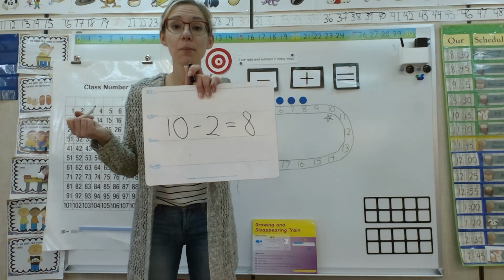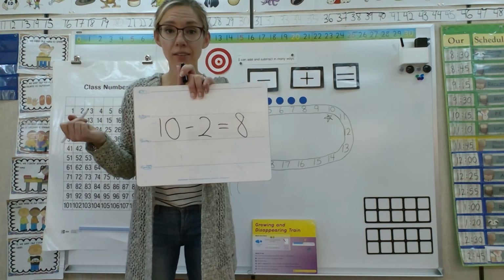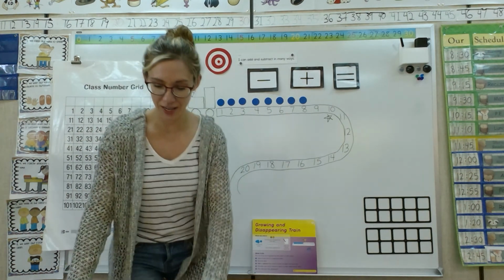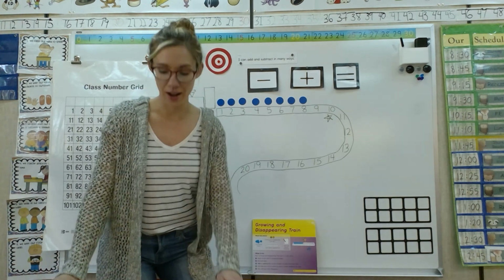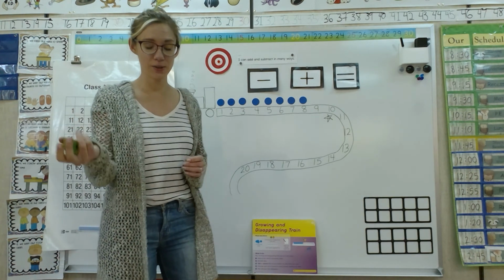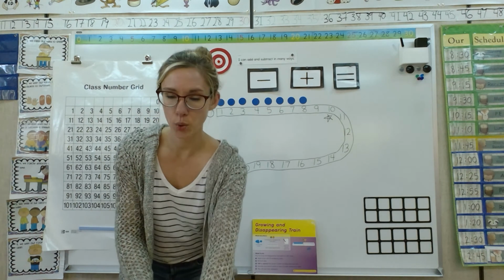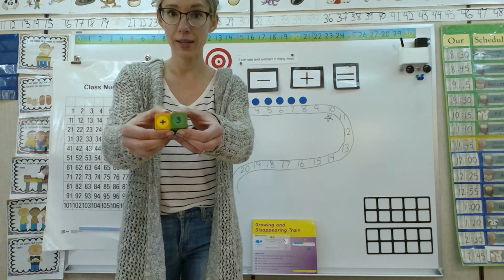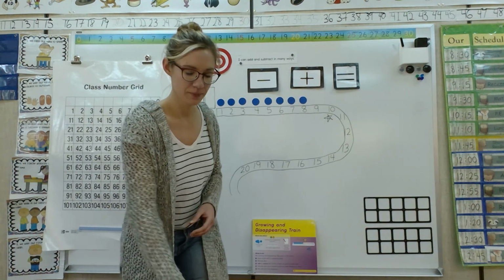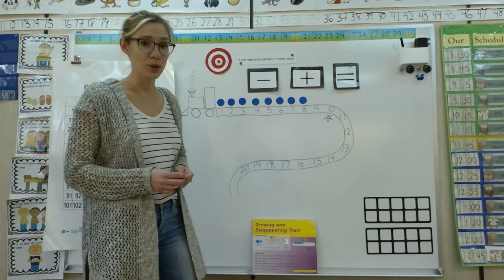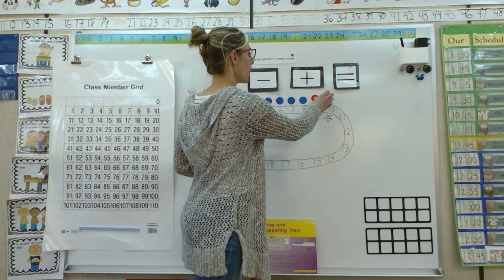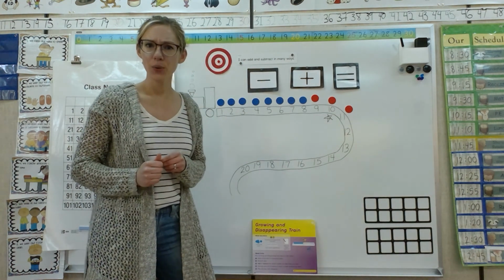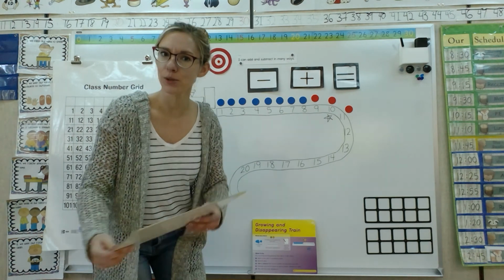Let's see if you can write this number story on your whiteboard. Awesome job. All right, go ahead and erase your whiteboard when you're done. And let's try another round. Okay, here it goes. Ooh, this time I have plus 3. So what do you think we're going to do now? I think we're going to add to our train. We're going to add 1, 2, 3.